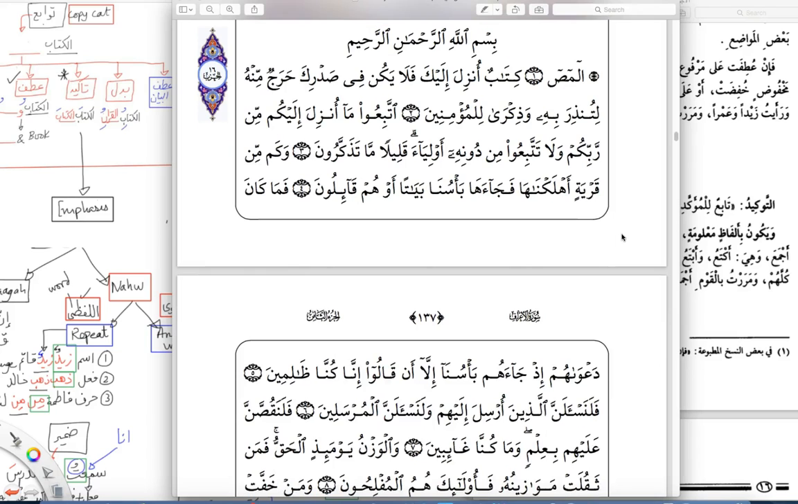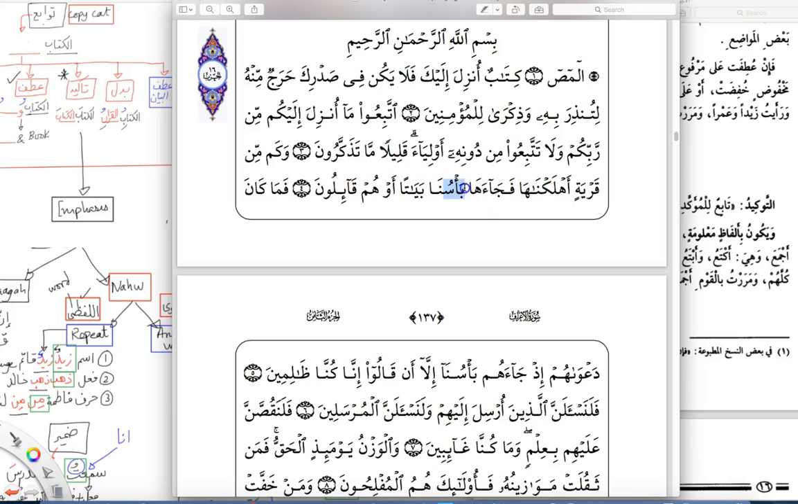Okay, so let's look at this then. So here, kitabun, this is marfu. Yeah, so kitabun is marfu. Okay, this is a mubtada, or the mubtada is hidden. Kitabun. Okay, fi sadarika harajun. Harajun. Yeah, so harajun is the ism of yakunu kana naqis. Yeah, that's why it's in the mansub state. Okay, so this is in the marfu state rather. Mansub, marfu state. Rafa.